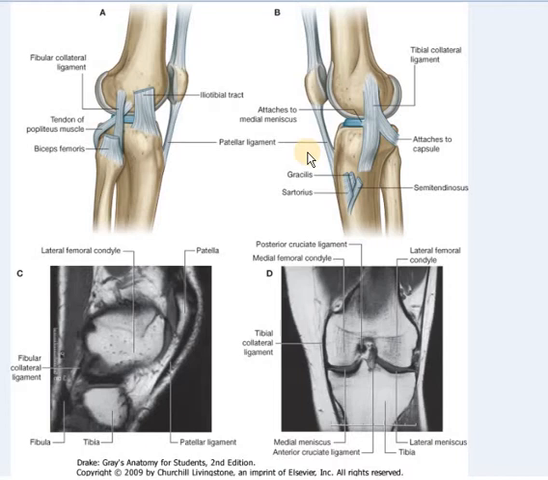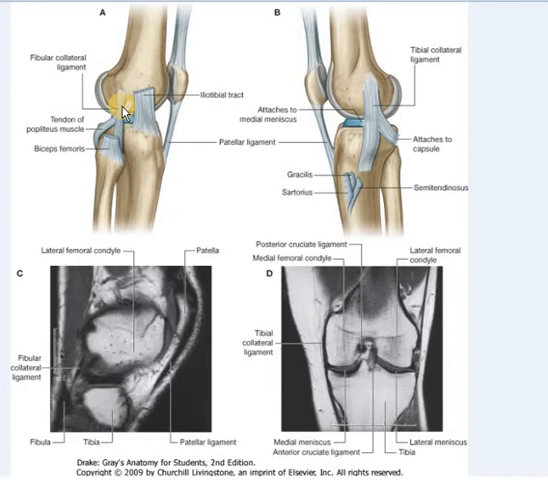The second ligament is the fibular collateral ligament. This one is the fibular collateral ligament in this picture. It lies on the lateral side of the knee joint. It connects the femur to the fibula. That's why the name is given as the fibular collateral ligament. This fibular collateral ligament is cord-like. It is not a flat ligament, it is a cord-like ligament.